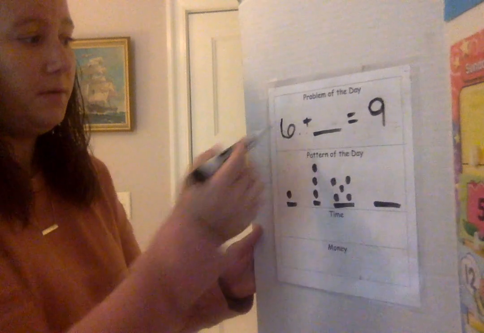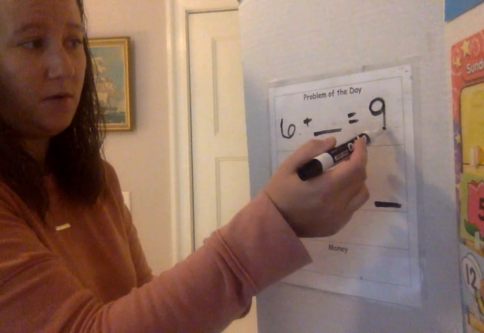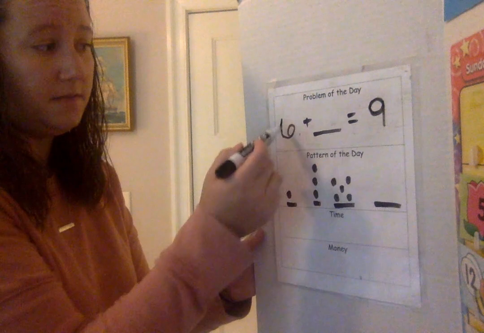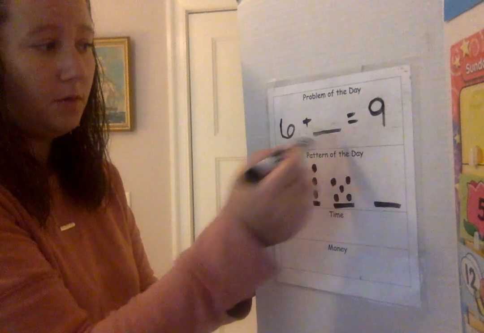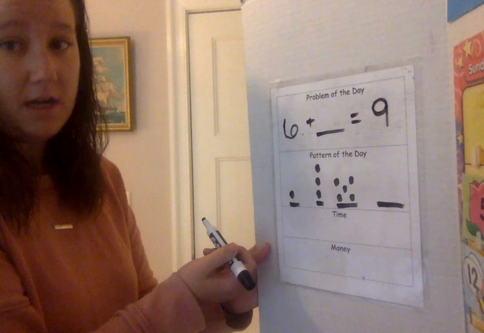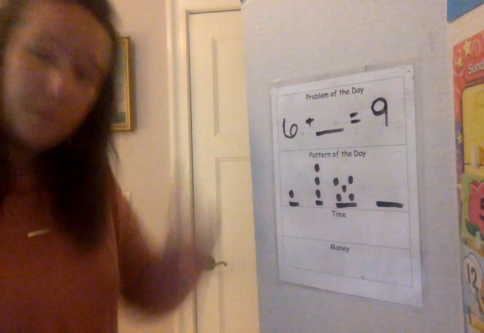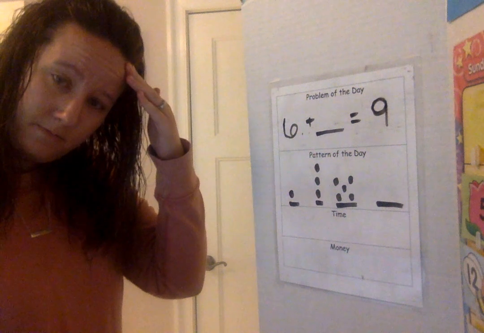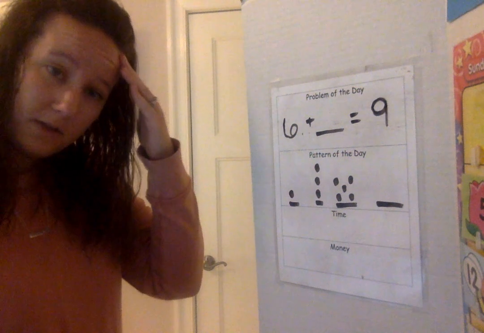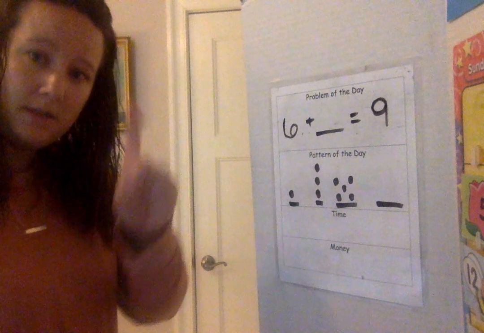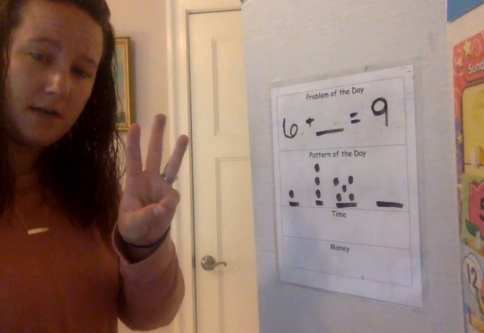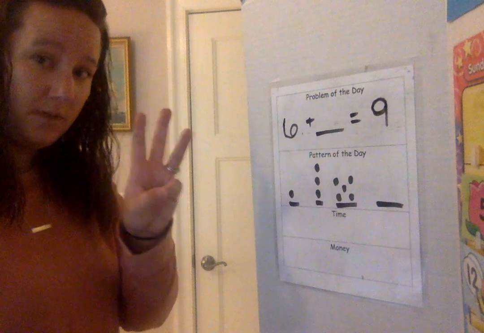So we know we have 6, and we know we're going to end up at 9. So we need to figure out how many more go with 6 to make 9. There's a couple ways to solve this. You could put 6 in your head and then count on until you get to 9. So we could say 6, 7, 8, 9. That took us 3 more.